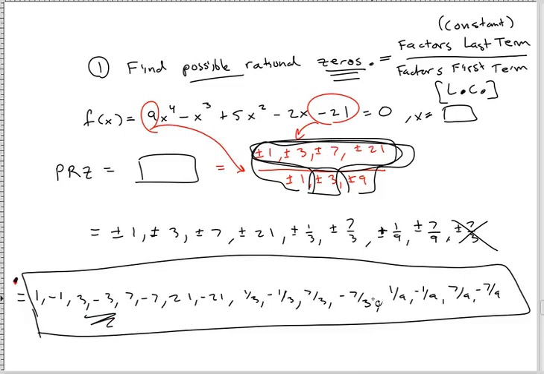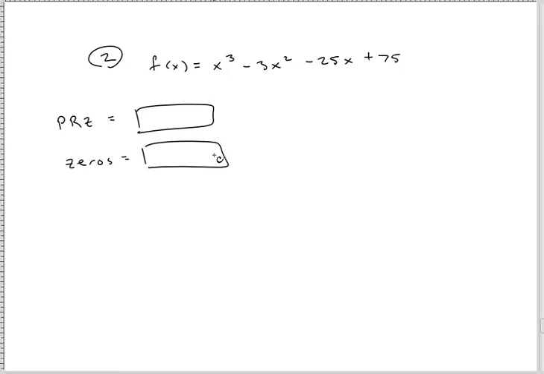So what you've done is take all x's and reduce them down to a pretty hefty amount, almost 20 or so, but it's a better set of numbers. I'm not going to say it's great, but it is better. Then you start testing each one, which is the long way. We don't have to do that for this problem. Let's just find the possibles and move on. Number 2, they want to find the possible rational zeros, but then also find what the zeros are.